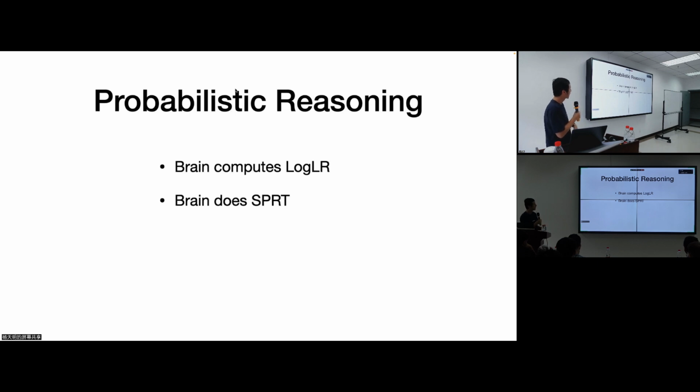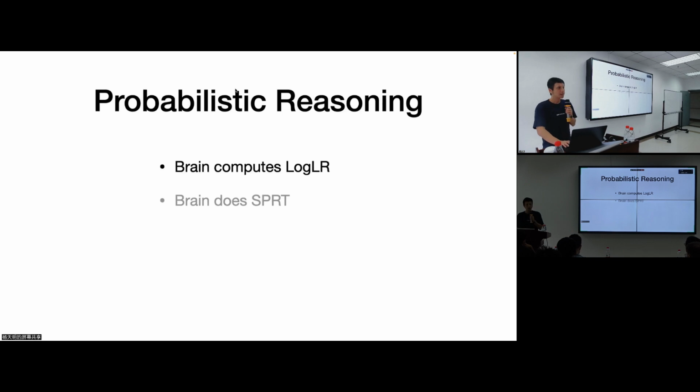And with this new task, we want to show that first, the brain computes the log-likelihood ratio, and second, the brain does SPRT. And the new task is what we call probabilistic reasoning or probabilistic inference. So what exactly is probabilistic reasoning? I will give you an example.